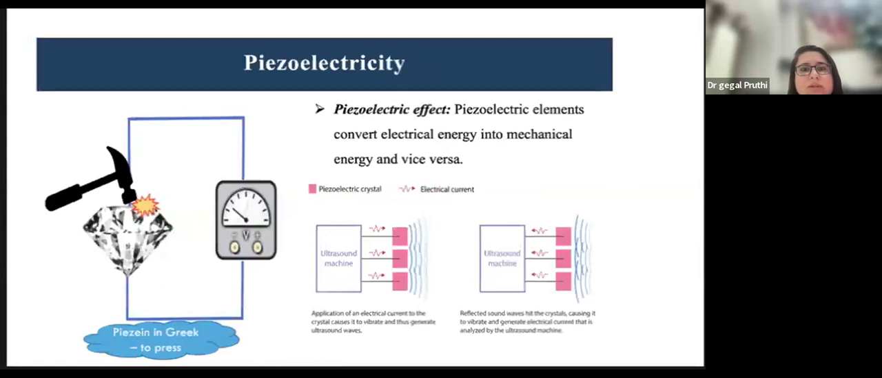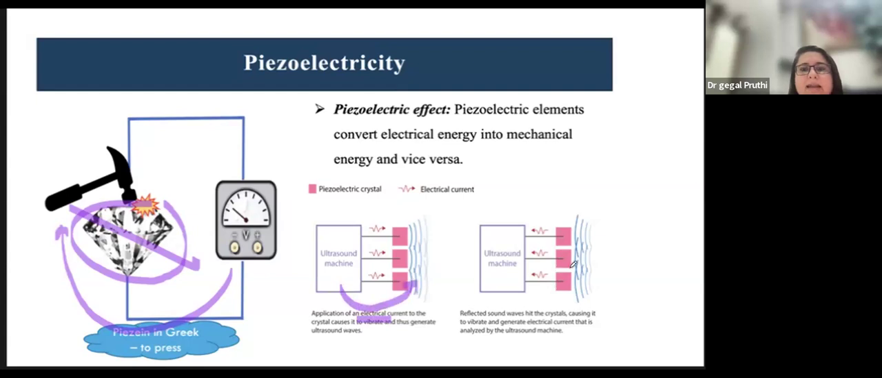Now, how are these echo images formed? The echo probe has piezoelectric crystals. These convert mechanical energy into electrical energy, and the reverse piezoelectric effect is that electrical energy gets converted again into mechanical energy. So in an ultrasound machine, when you apply the electrical current, the crystal vibrates and thus generates your ultrasound waves. And these ultrasound waves then again convert back into electrical energy.